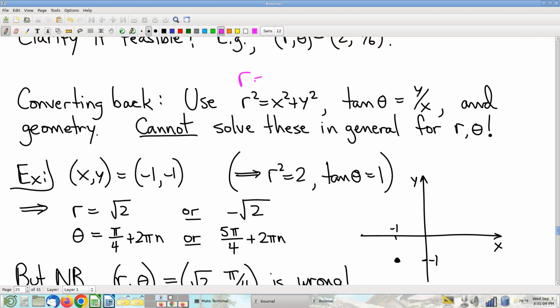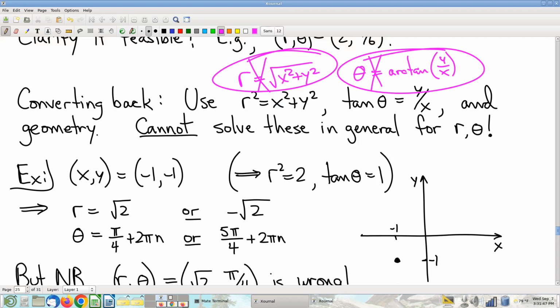Forgive me. r is, let me go ahead and cross it out anyway, the square root of x squared plus y squared. Right? Very tempting to write that. I mean, isn't it? If r squared is that, then isn't r the square root of it? Also tempting to say theta is, and again, I've got to cross that out, I don't want to accidentally write down something false here, arctan of y over x. Very tempting. So here's the problem with these formulas.